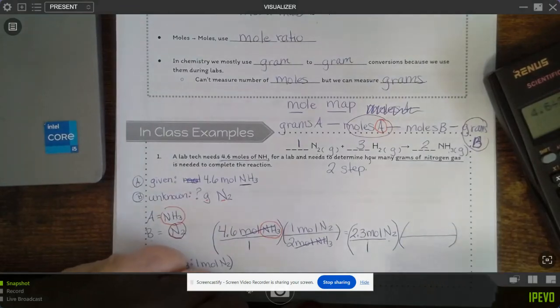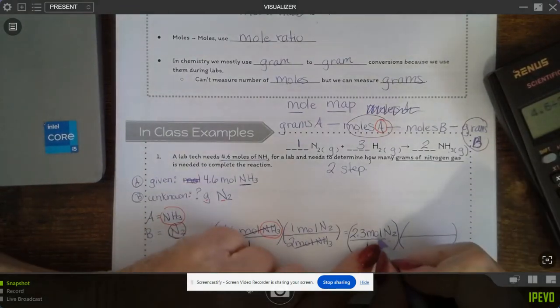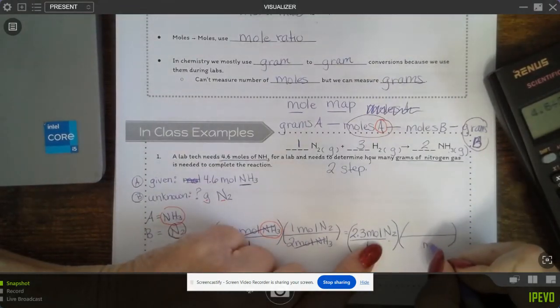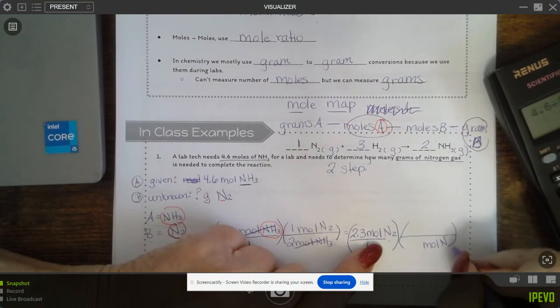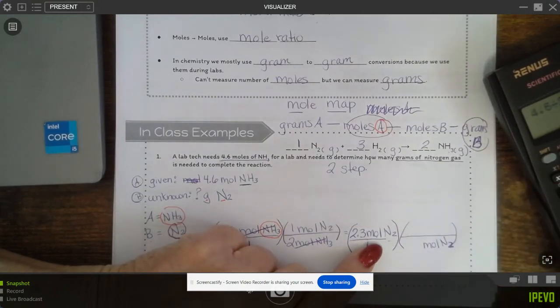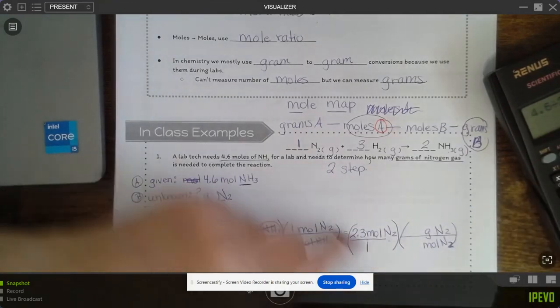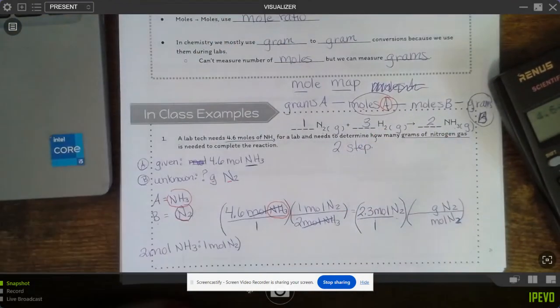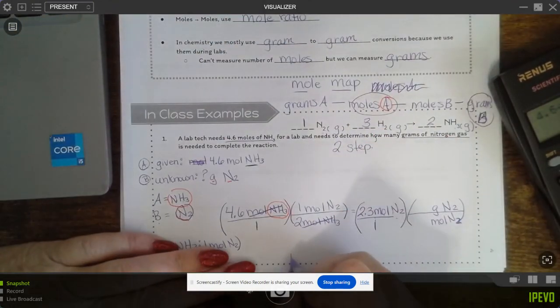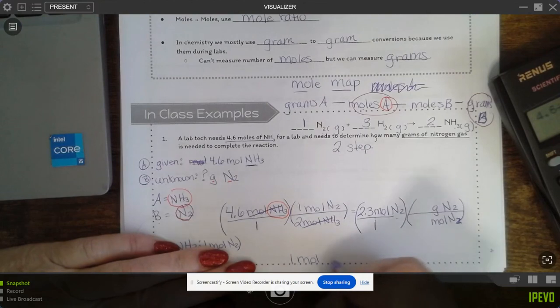Okay, in a mole conversion, remember, I need moles. So moles of N2, and we're wanting to get to grams. So I need grams of N2 on the top. Now, think back to when we were doing the poisonous pill. 1 mole of any substance is equal to the molar mass on the periodic table.